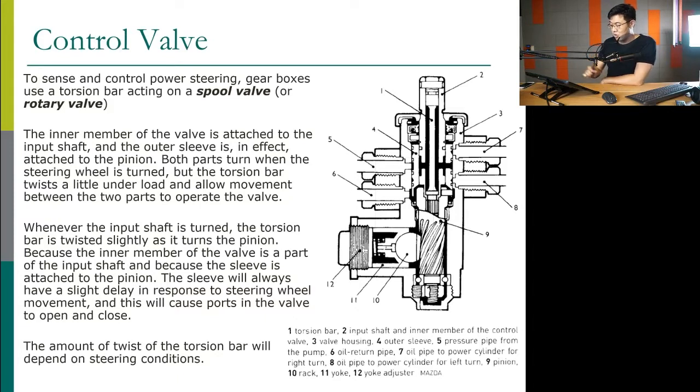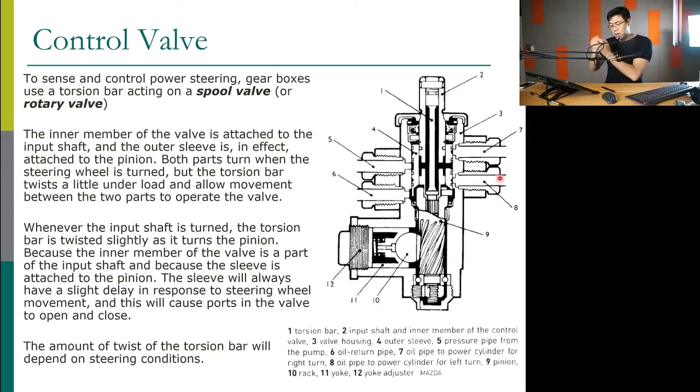Let's look at the pipes first. There are pipes connecting to the control valve, numbers 5, 6, 7, 8. Number 5 is the pressure pipe from the pump. Number 6 is the oil return pipe. Number 7 is the oil pipe for the right turn. Number 8 is for the left turn. So what we have connected to this valve is a pressure line from the pump, a return to the pump, a left turn line, and a right turn line.